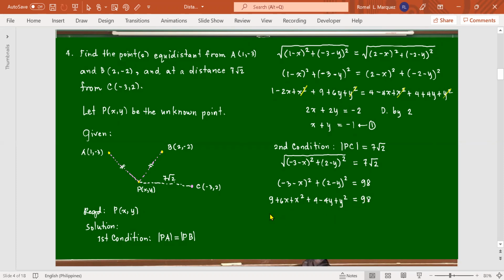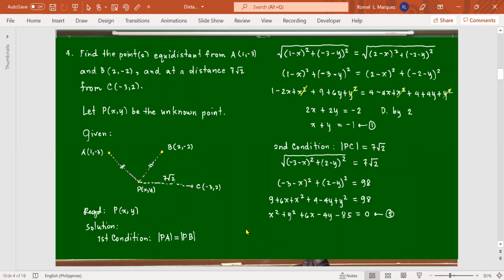Okay? So getting x squared plus y squared, arranging the terms, and then eliminating 98 from the right side by adding negative 98 on each side. So getting x squared plus y squared plus 6x minus 4y, then 13 minus 98. What is that, guys? Negative 85, no? So that is equal to 0. Okay? So let's now consider this equation number 2.